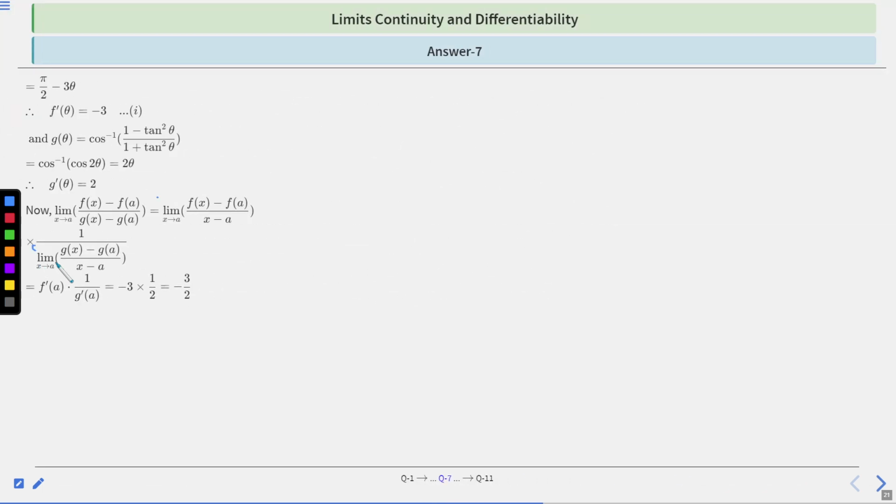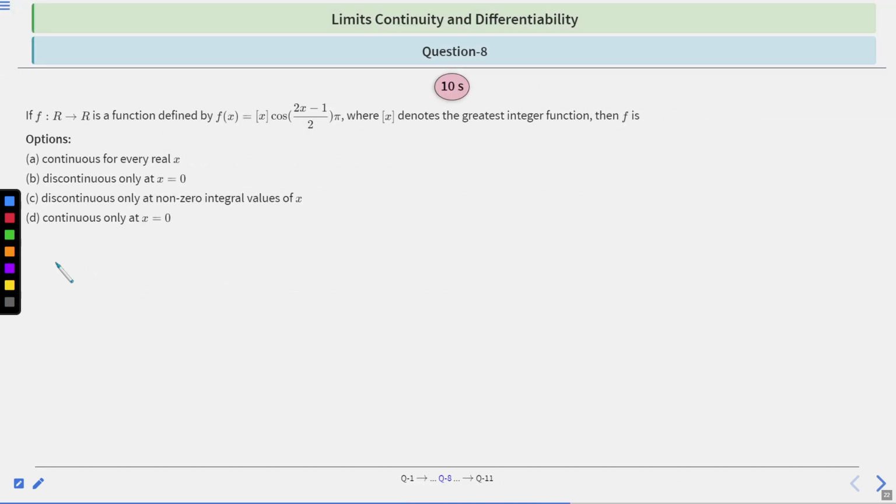Question number 8, which says: if f from R to R is a function defined by f(x) equal to the greatest integer function of x cos(2x minus 1)pi by 2, where this denotes the greatest integer function, then f is equal to. Clear? So you have 10 seconds to solve this question. After 10 seconds, we will discuss the solution.